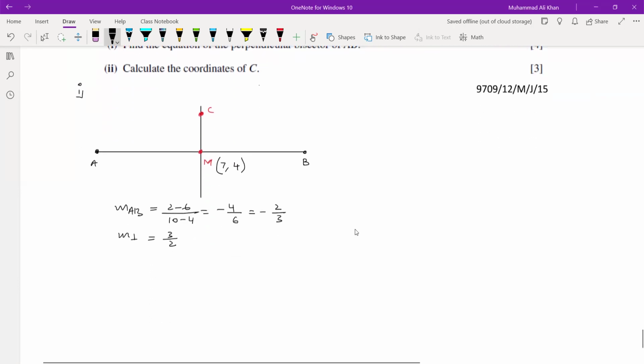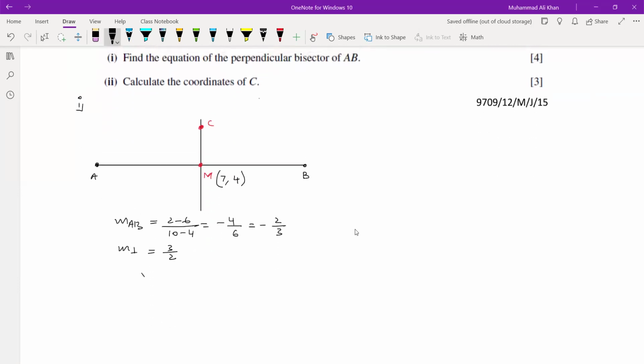By using the formula y minus y1, midpoint के coordinates equals to m, x minus x1, 7, 4. Cross multiply: 2y minus 8 equals to 3x minus 7 3s are 21 and 2y equals to 3x, 21 minus 8, 13. This is the equation of perpendicular bisector. Any confusion? Is this clear?